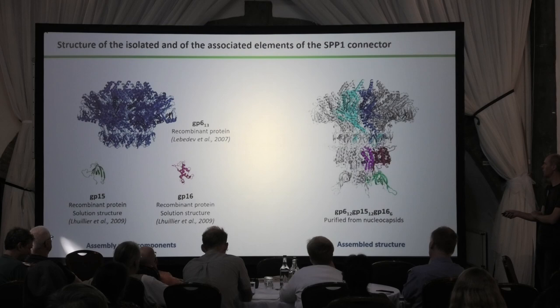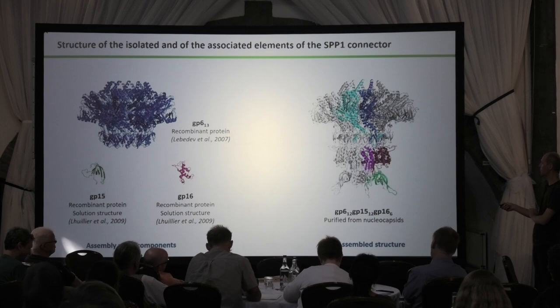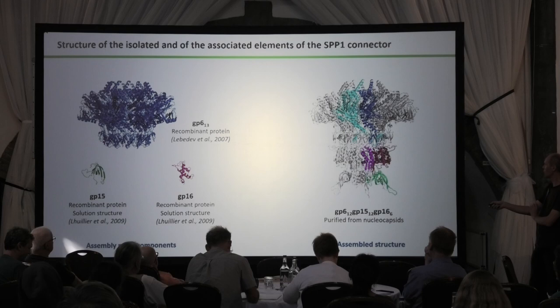So we have a structure of the portal ring, and an NMR structure for both the adapter and the solution structure. Just note that, unfortunately, the phage proteins are not very good at mathematics. And instead of assembling into 12-mers, the portal protein assembled into 13-mers. So we have to be a bit careful when comparing the structure of the recombinant portal protein and the one from the connector.